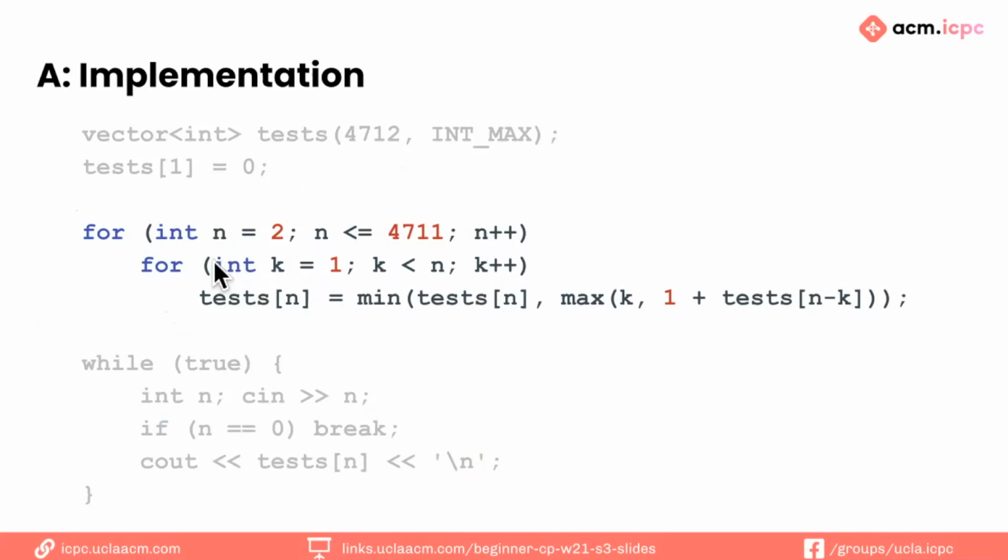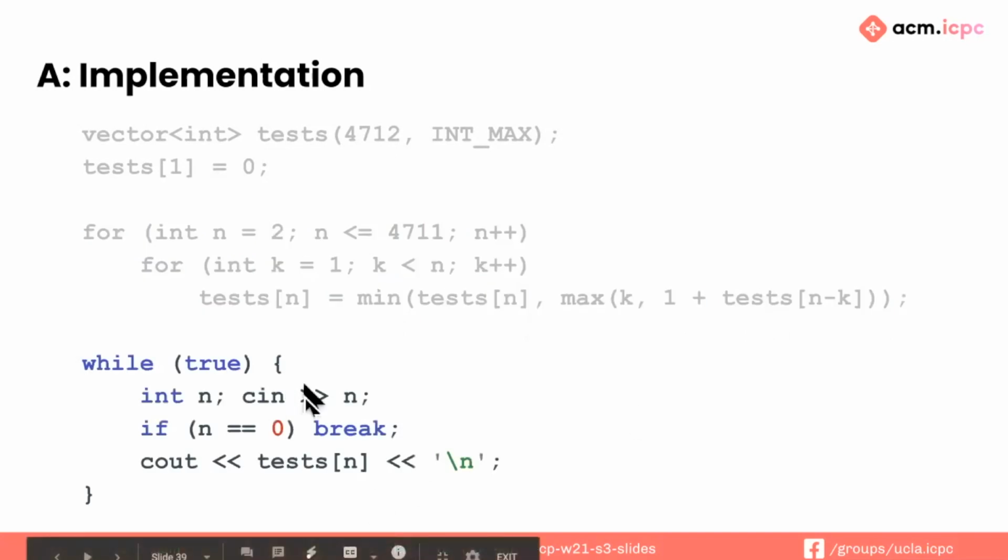This part is iterating over all k between 1 and n, and then just typing out our recurrence relation exactly: the minimum of the maximum of k and 1 plus tests of n minus k. Then this is just the input and output the problem requires. This is for a given n. If n is 0, then that means you're done with your test cases, so you end. Otherwise, you print out what you've tabulated for that answer.